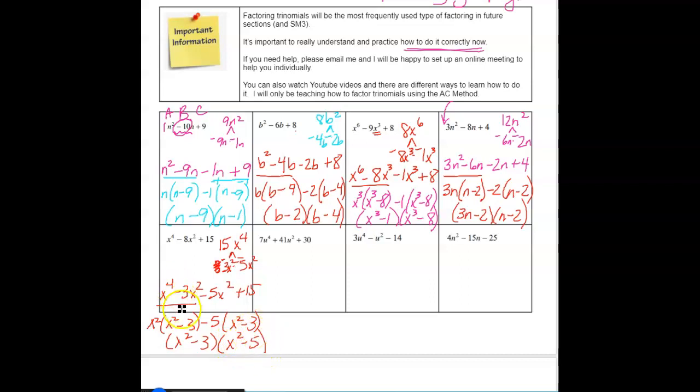Now, we might be able to go further because this could be the difference of perfect squares, except 3 and 5 don't break down. But if this was a 9 and a 4, then we could factor a different type. And that will come in the next section. All right, the next one is going to be just a bigger number.